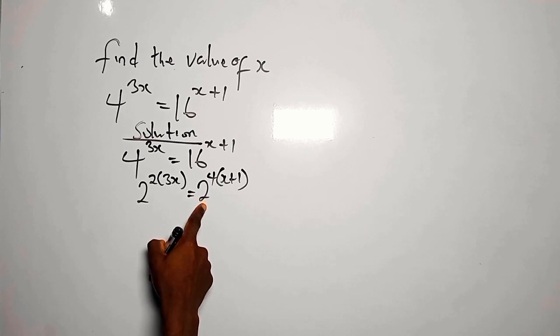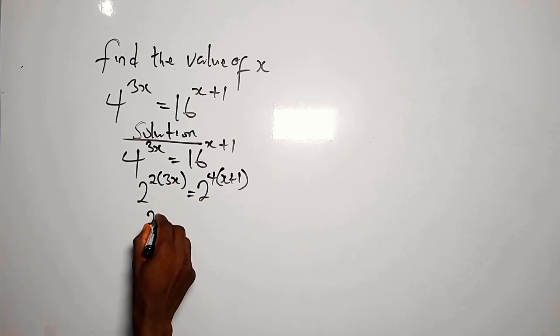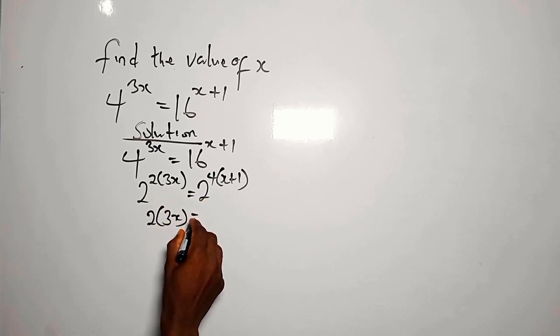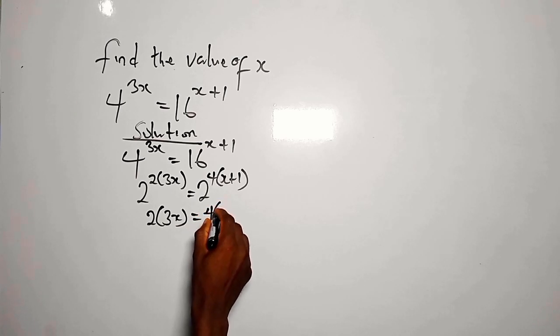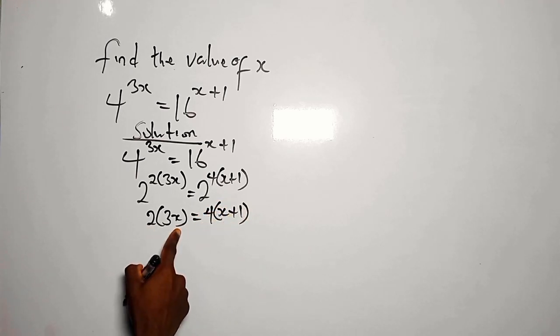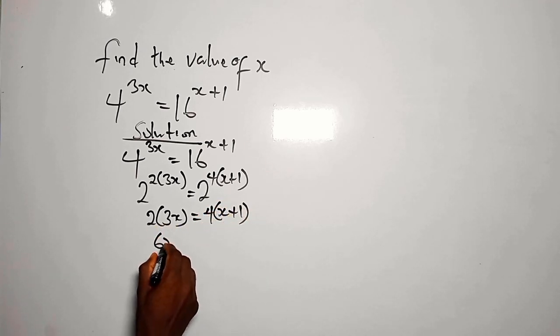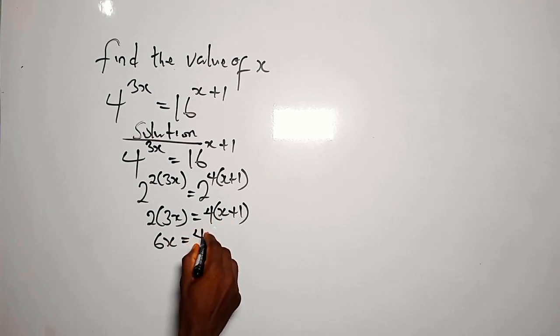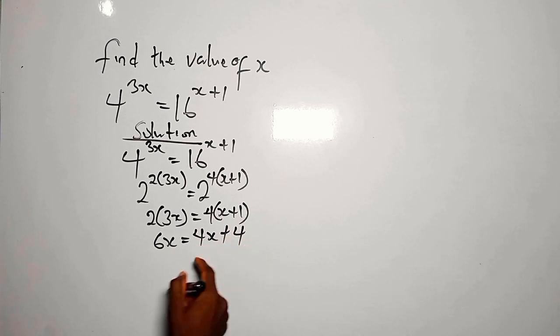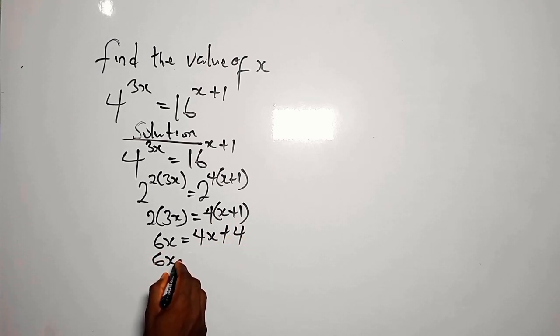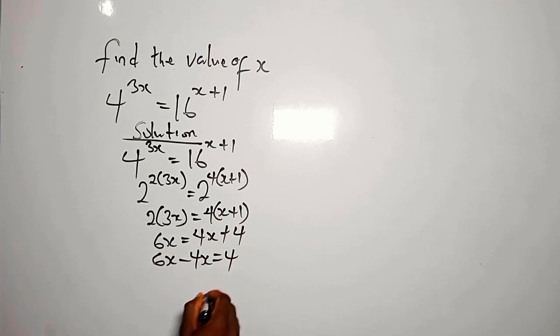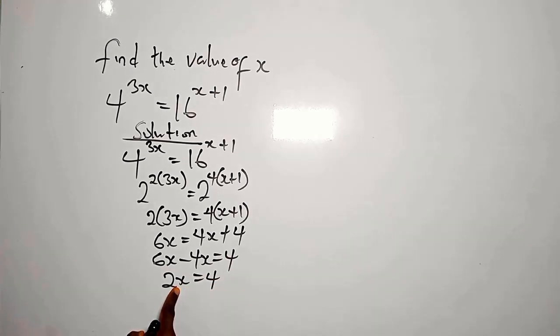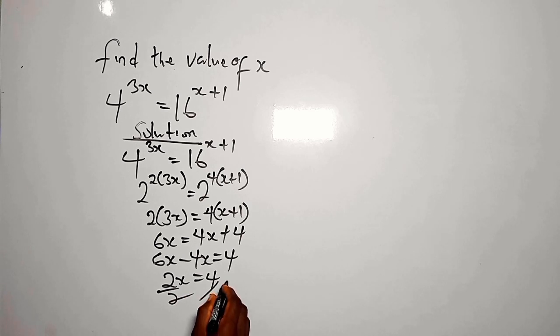Here we have the same base, so we can bring out the powers. So we have 2 times 3x, which is 6x, equals, distributing the 4, 4 times x is 4x, plus 4 times 1 is 4. We can collect like terms: we have 6x minus 4x equals 4. When we subtract, we have 2x equals 4. To get x, we divide both sides by 2. So x equals 1 over 2.